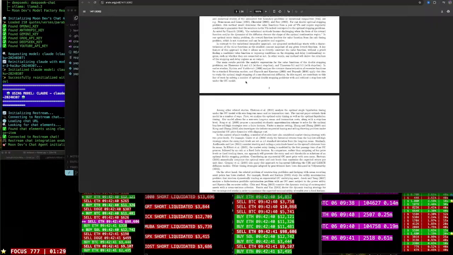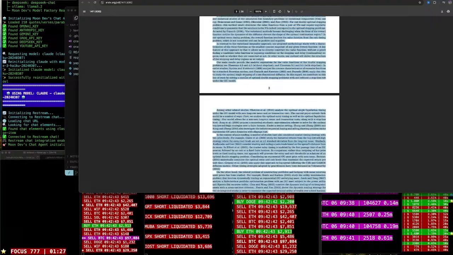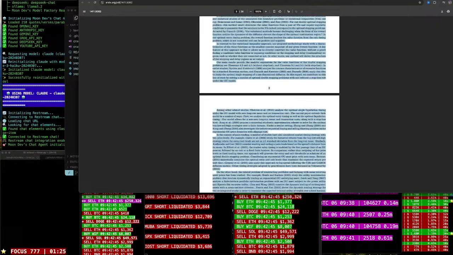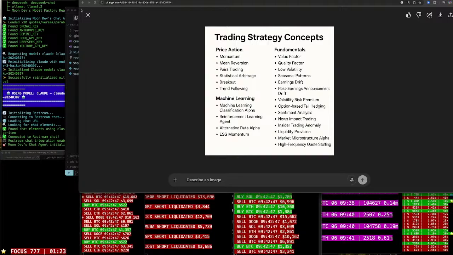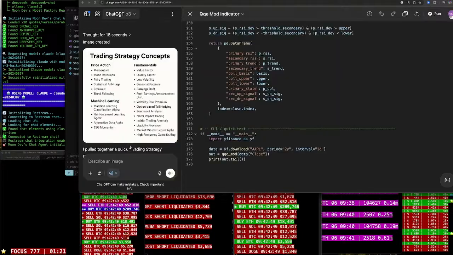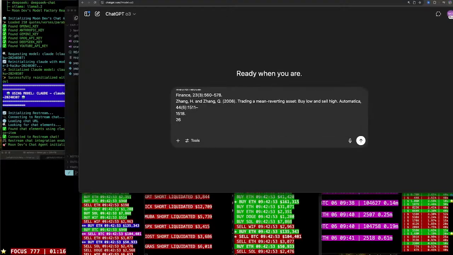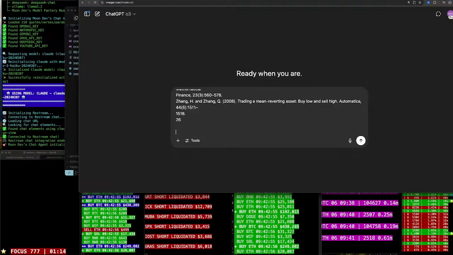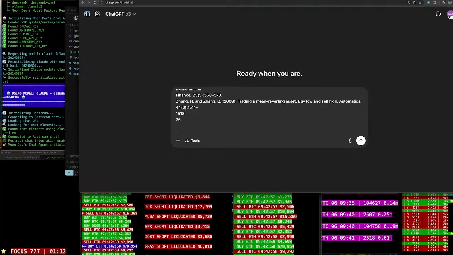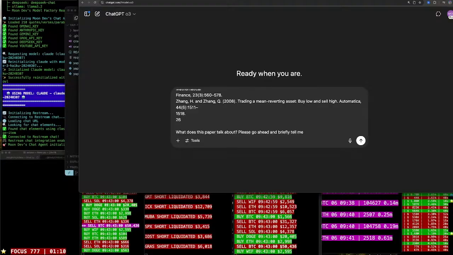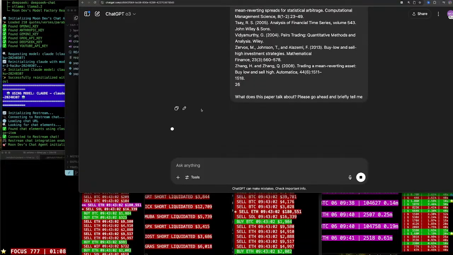And you can just read this paper. Oh, you're too lazy to read this paper? Okay, that's fine. Because you can go here and say, what does this paper say? And maybe I'll go to a new ChatGPT so it doesn't give me another thing. What does this paper talk about? Please go ahead and briefly tell me. Sometimes it's too long, but this one's not too long.